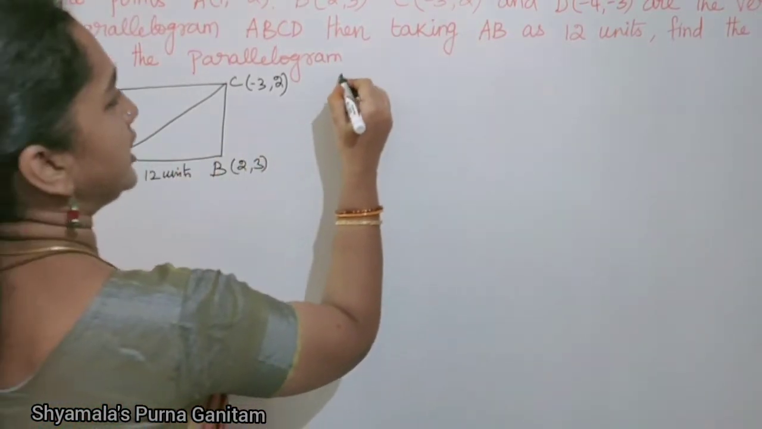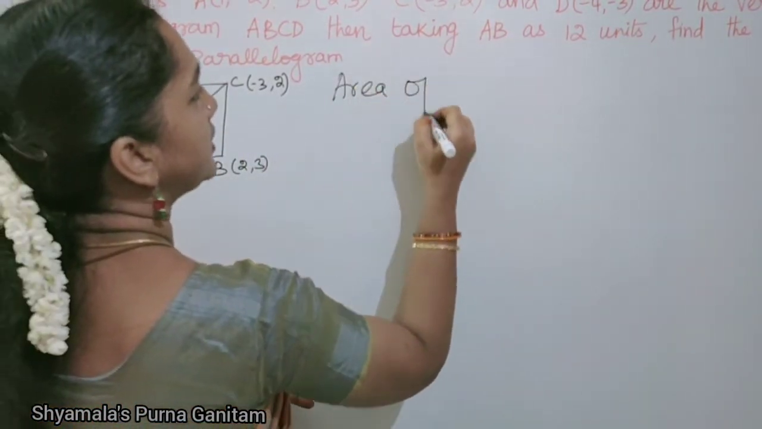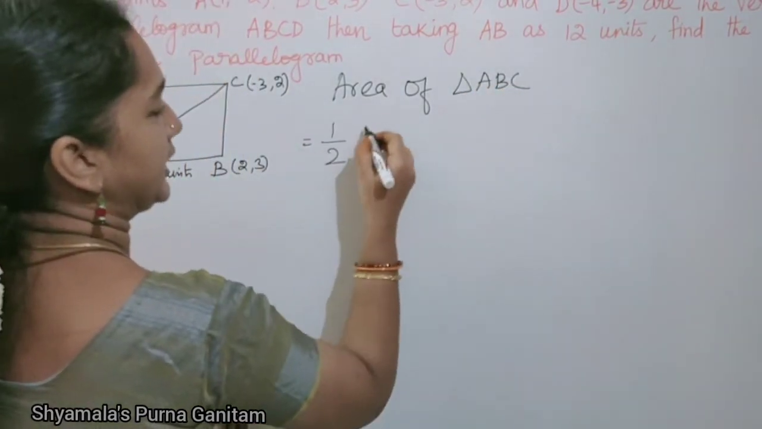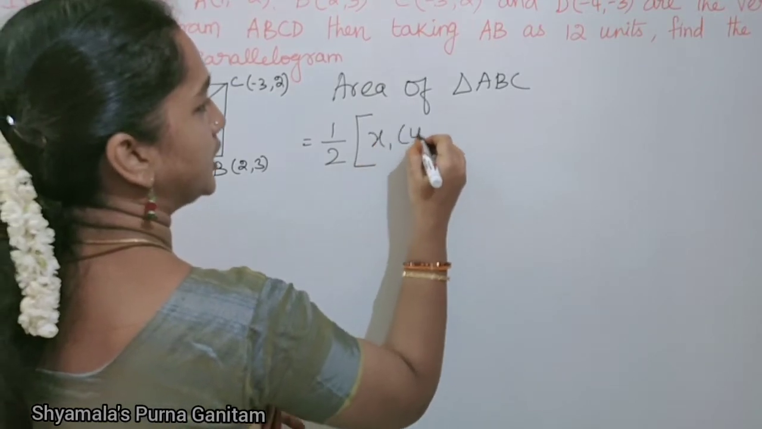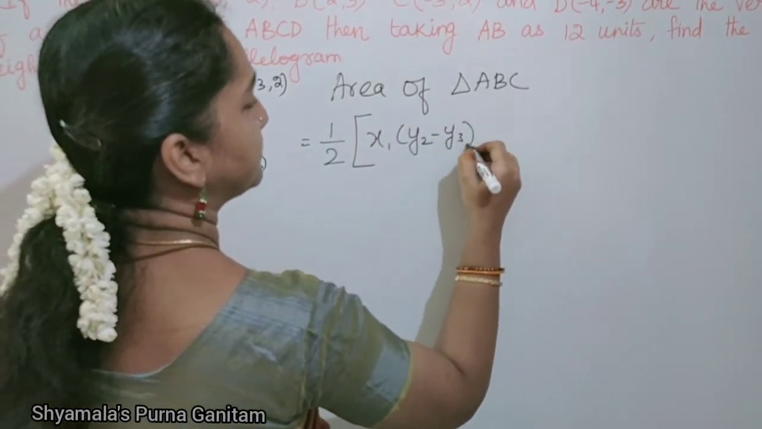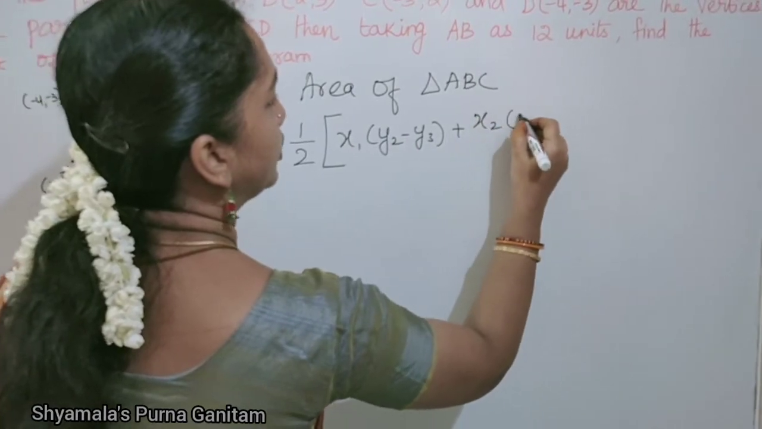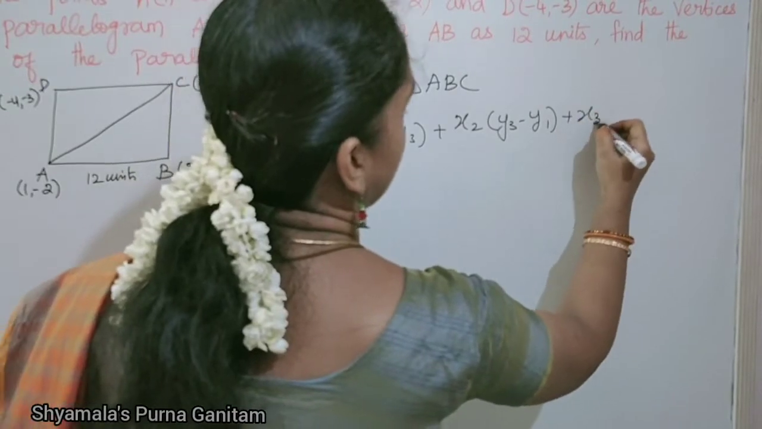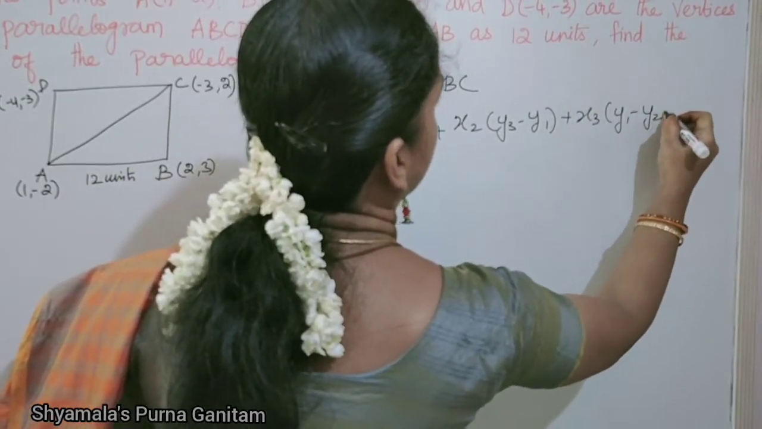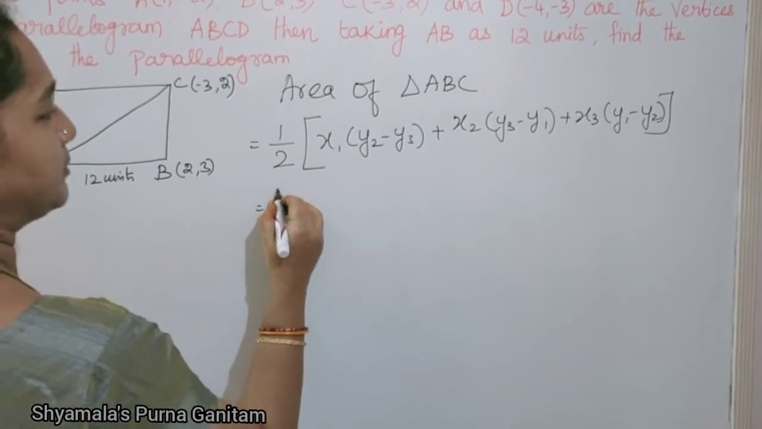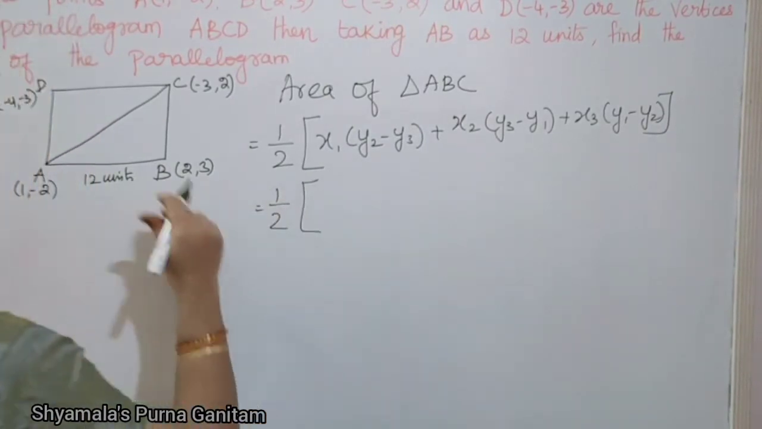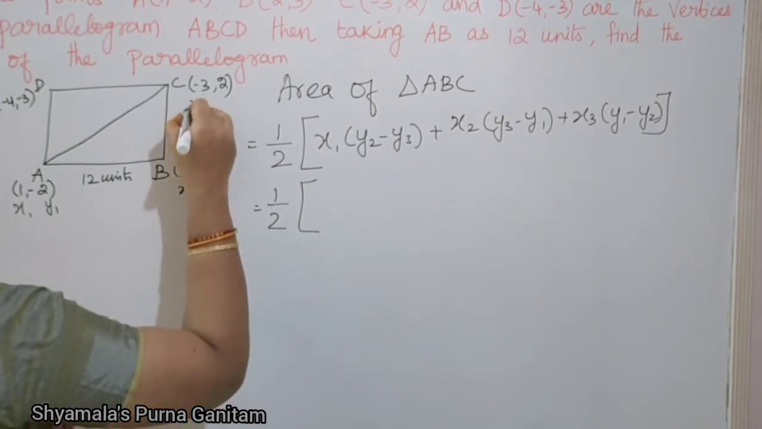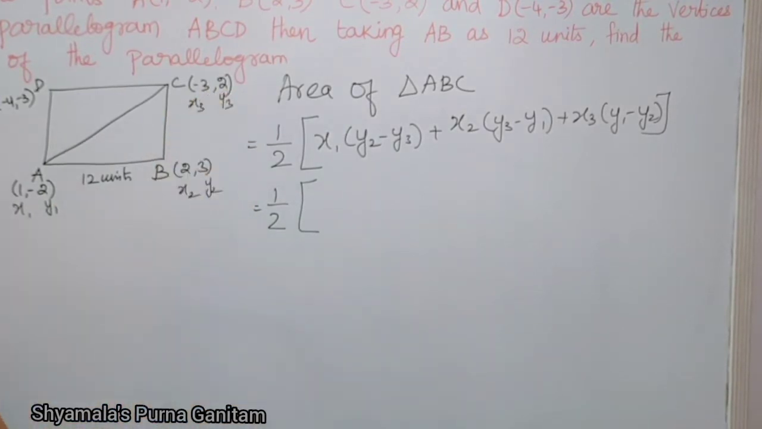Okay. So, area of triangle ABC is equal to, the formula I am writing, half into x1 into (y2 minus y3) plus x2 into (y3 minus y1) plus x3 into (y1 minus y2). This is the formula. I am applying this for triangle ABC. So, A is (x1, y1), B is (x2, y2), C is (x3, y3).